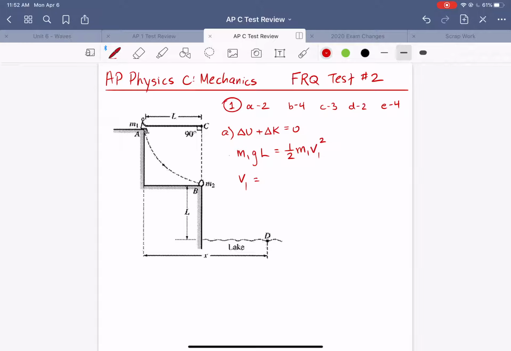So we just have to rearrange this. Notice the m1 cancels on both sides, so we'll get 2gL equals v1 squared, or v1 equals the square root of 2gL.